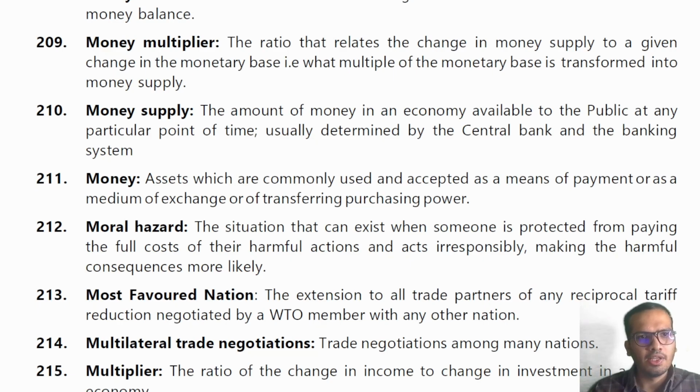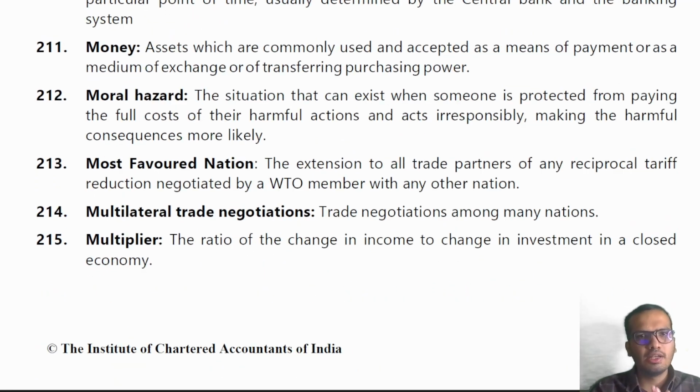Then we have money supply. So the amount of money in an economy available to the public like us at any point of time, usually determined by the central bank and the banking system. Then comes number 211, money. So assets which are commonly used and accepted as a means of payment or as a medium of exchange or of transferring purchasing power. Then we have number 212, moral hazard. So the situation that can exist when someone is protected from paying the full cost of their harmful actions and acts irresponsibly, making the harmful consequences more likely.